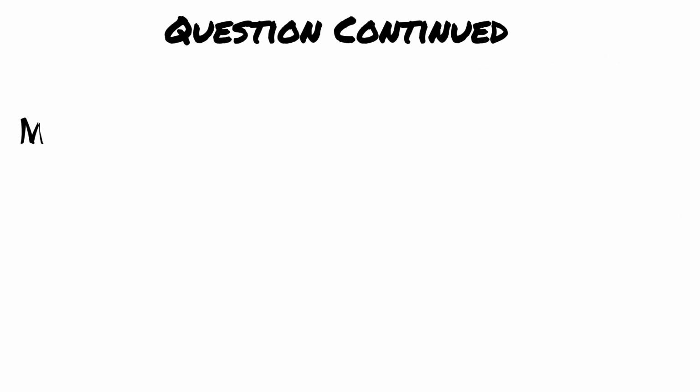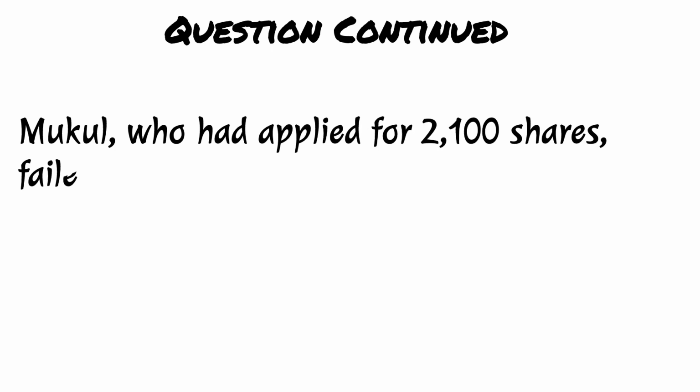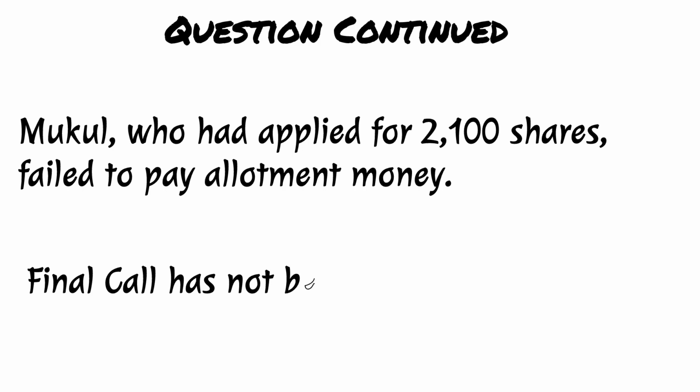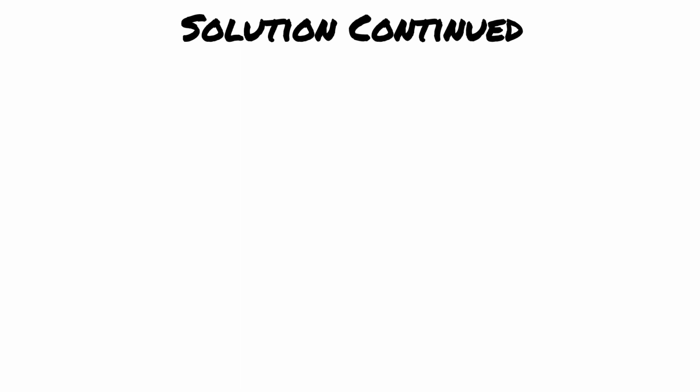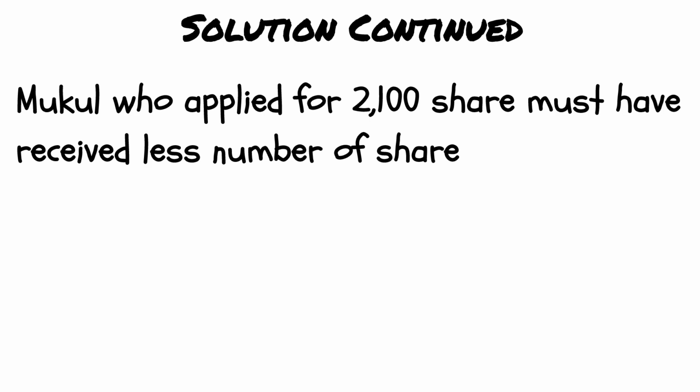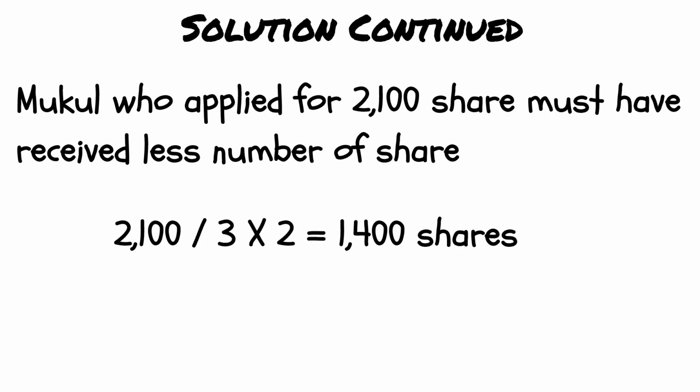Now let's say one of the shareholders, Mr. Mukul, who had applied for 2,100 shares, failed to pay allotment money. For simplicity, let's assume that the final call has not been made. When Mr. Mukul applied for 2,100 shares, did he get full 2,100 shares? No, he got less. How many shares did he get? 2,100 divided by 3 into 2. He was allotted 1,400 shares.